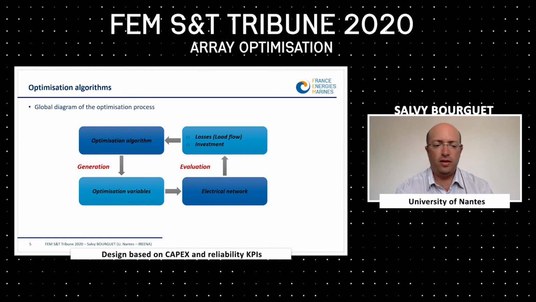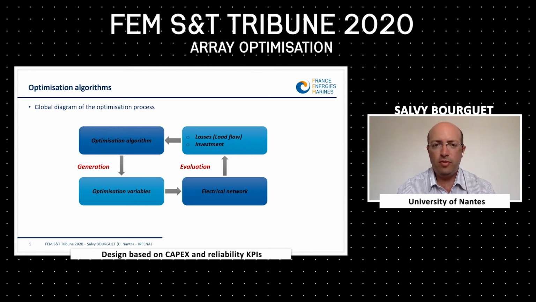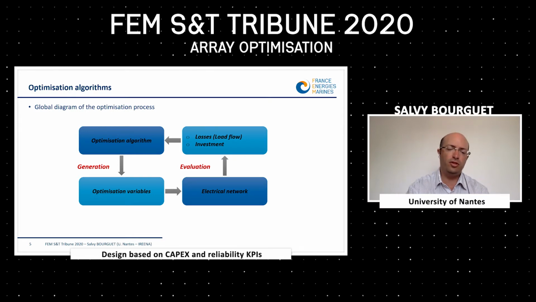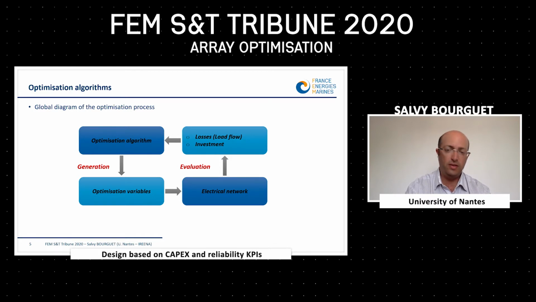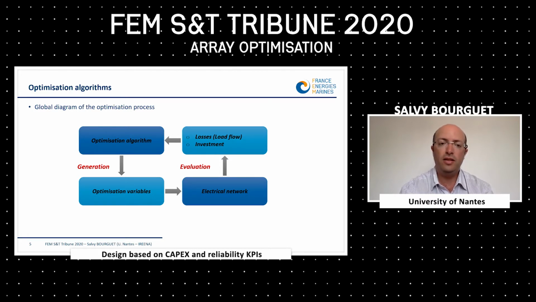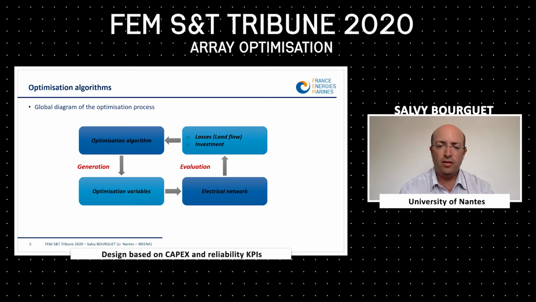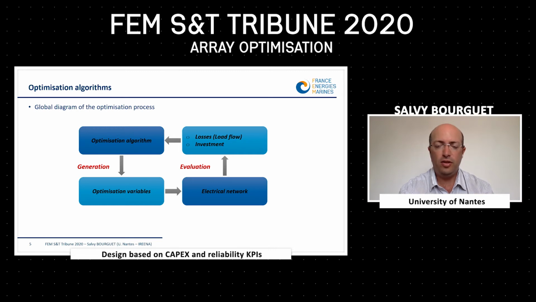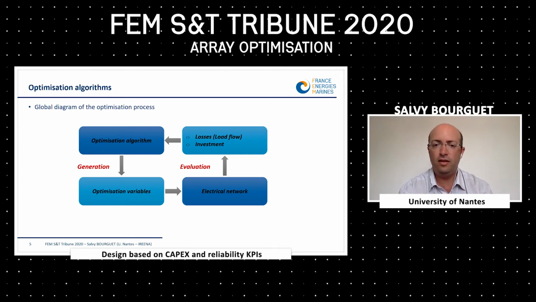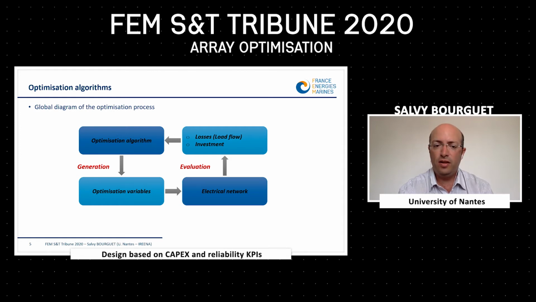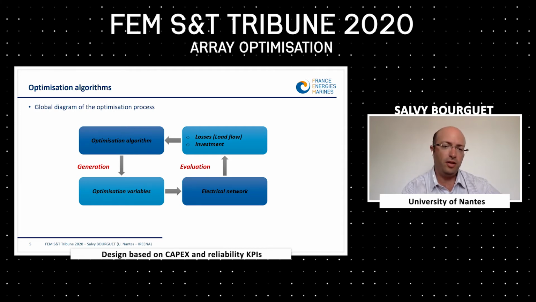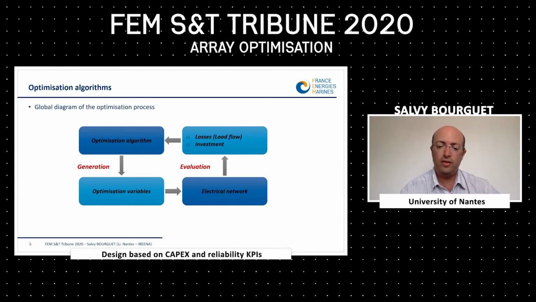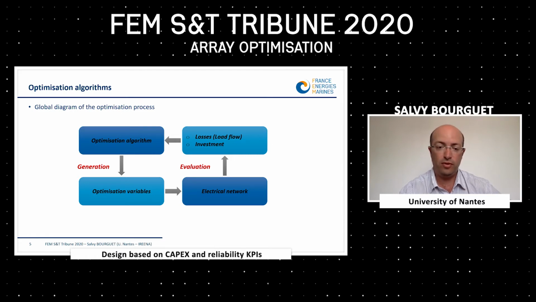To remind you, as the general global diagram of the optimization process, it's often the same case. The optimization algorithm tries to generate a situation, which in this case is an architecture for the general system. We evaluate the performances of the electrical network and obtain at least the losses and the investment performances. And this is a cycle of generation and evaluation, and it tries to converge to the best situation for mono-objective or to the best Pareto front for the multi-objective studies.